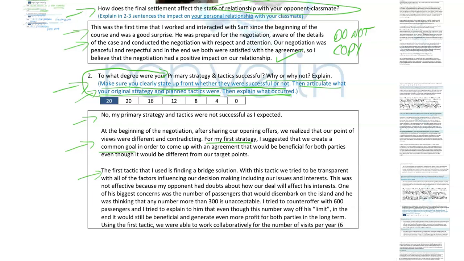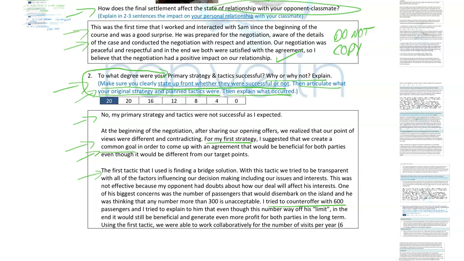One of his biggest concerns was the number of passengers that would disembark on the island, and he was thinking that any number more than 300 is unacceptable. "I tried to counteroffer," and then he goes on to explain what he did, but he brings it back to the tactic. So far, he's saying that his common goal strategy seems to be on track, but there's a hiccup with the first tactic. And the finding a bridge solution, there's a technical element here about whether a bridge solution would have been the right tactic here. Typically, it isn't for this, but that's not the purpose of showing you this.